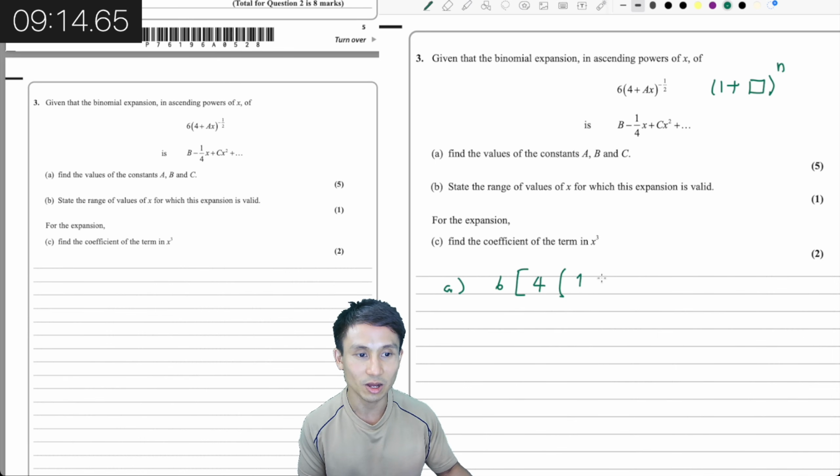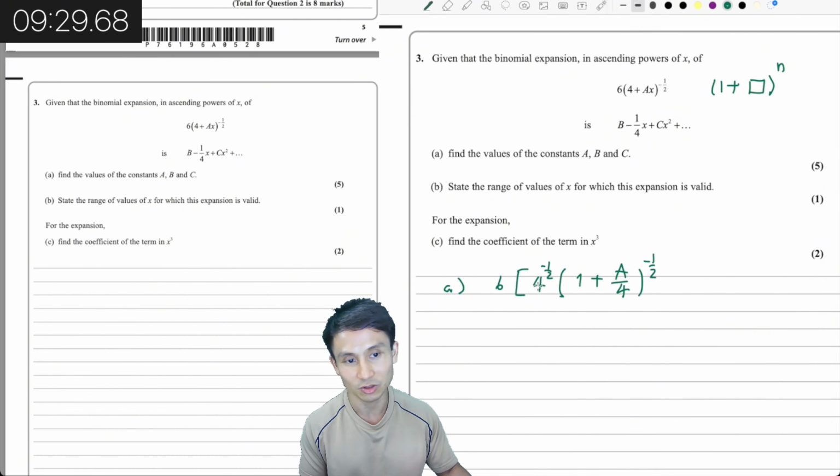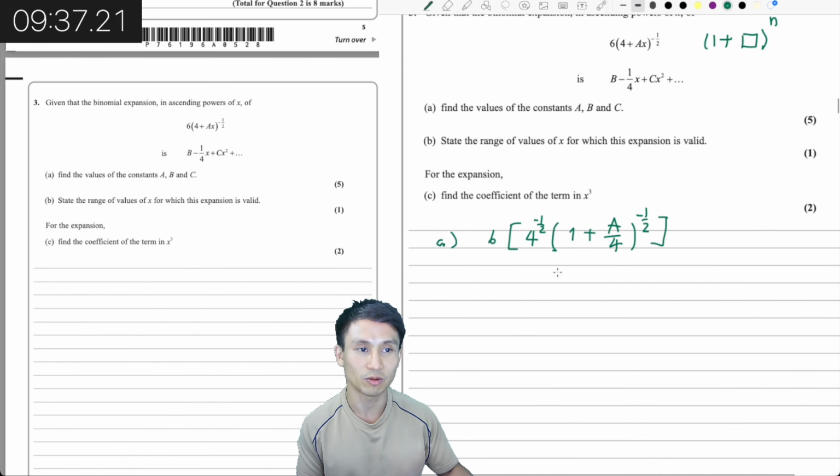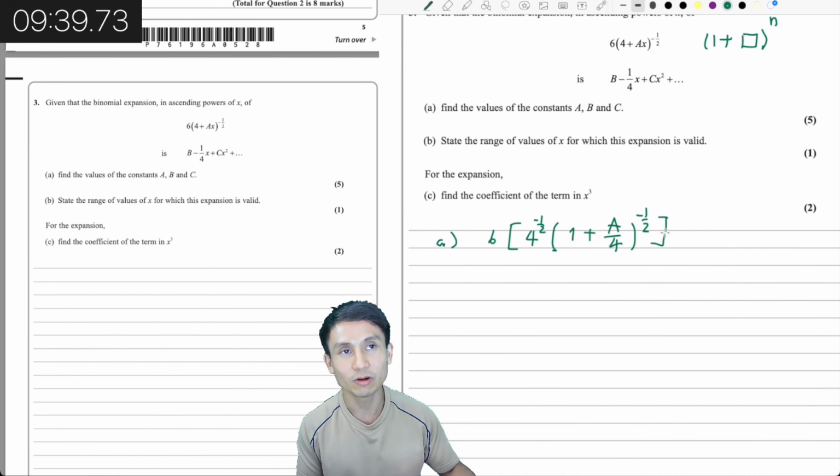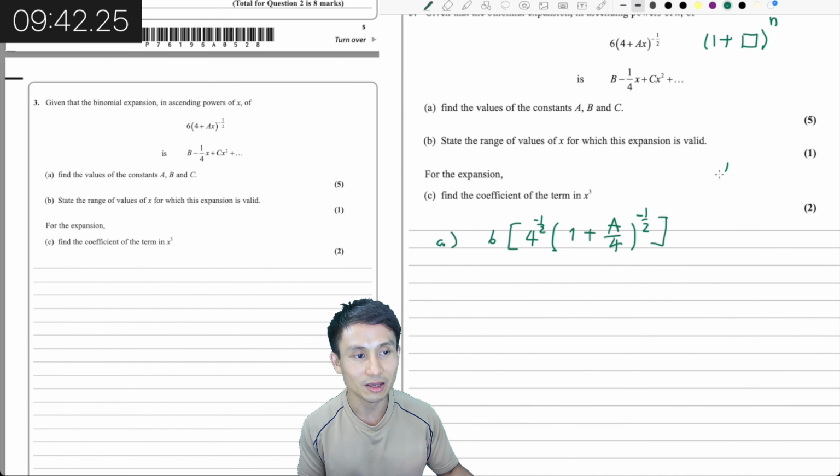Inside here is going to be 1 plus a over 4, right? Because when you multiply 4 back in, you're going to get a. That's fine, it's just checking. And then you've got to power this by minus 1 over 2 as given in the question. But don't forget that when you pull 4 out, you've got to power by minus 1 over 2 as well. And that is our actual form to be expanded. Well, 4 to the power of minus 1/2 is like 1 over 4 to the power of 1/2. That is 1 over square root 4, which is 1 over 2. So this is 1 over 2.